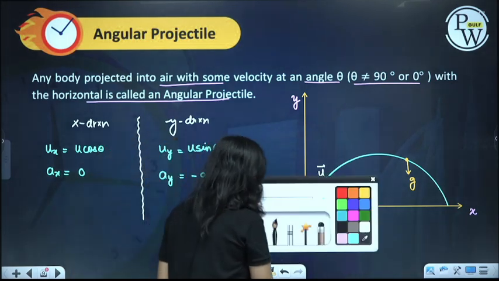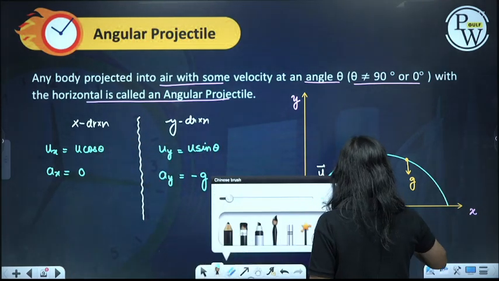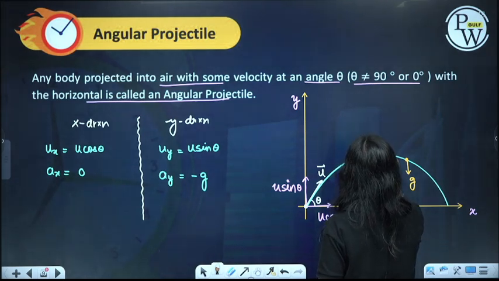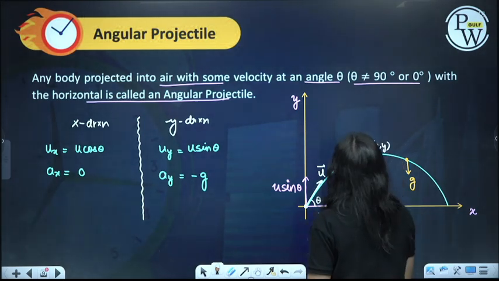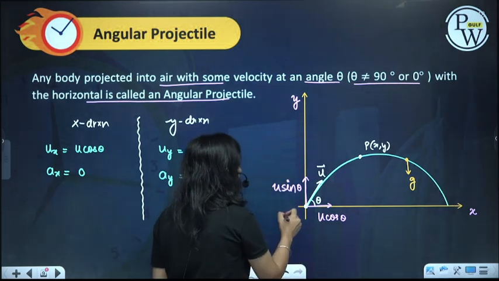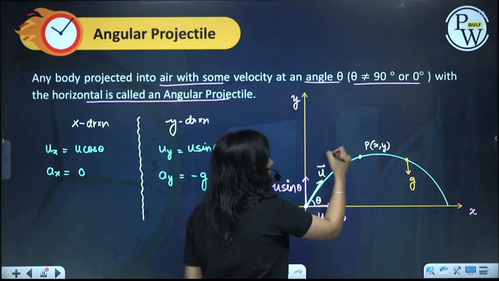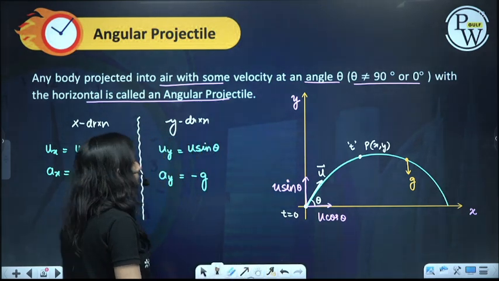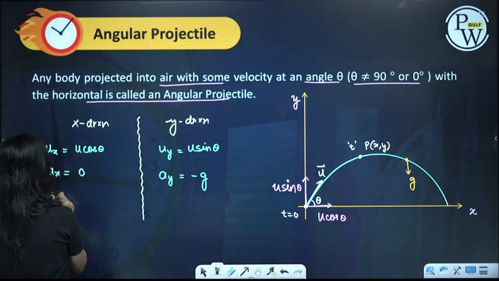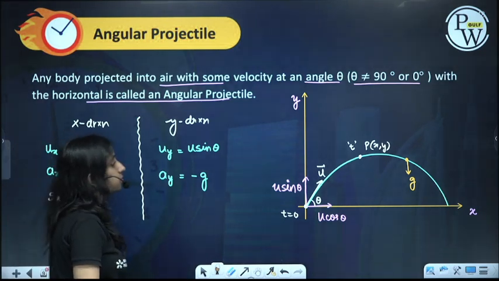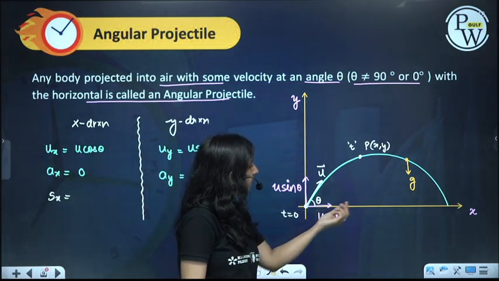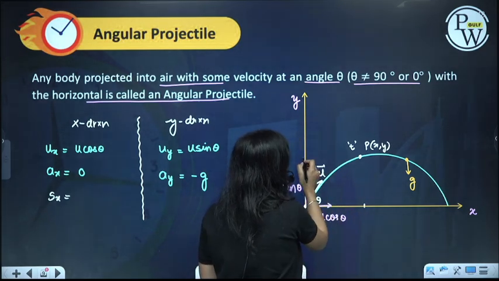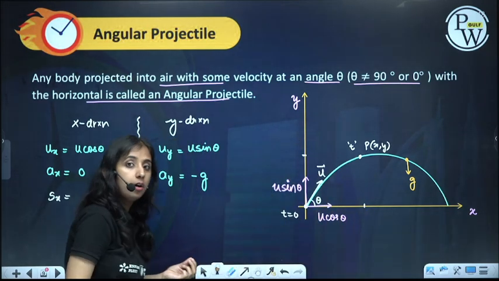Now let us take that at any time t the particle is at point P (x, y). It is projected at t equal to 0, and at any time t the particle is at point P (x, y). So displacement in x will be from 0 to x, and from 0 to y in the y direction.